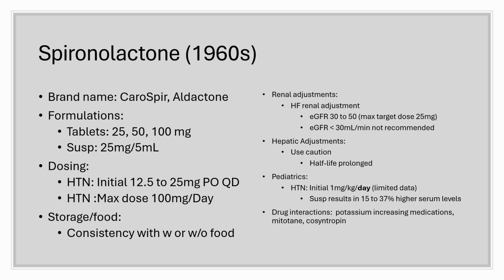An important and interesting side note is that CaroSpir, the oral suspension, is not milligram for milligram interchangeable with the tablets, as it produces 15 to 37% higher serum concentrations. Drug interactions include medications that increase potassium levels and colchicine.